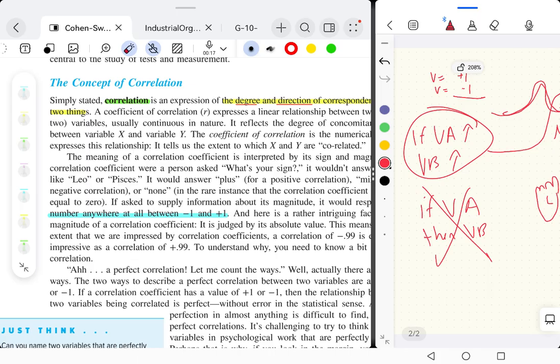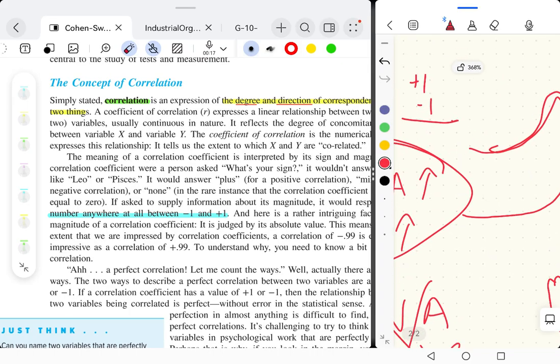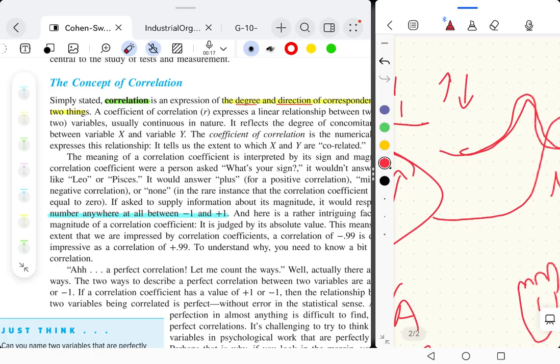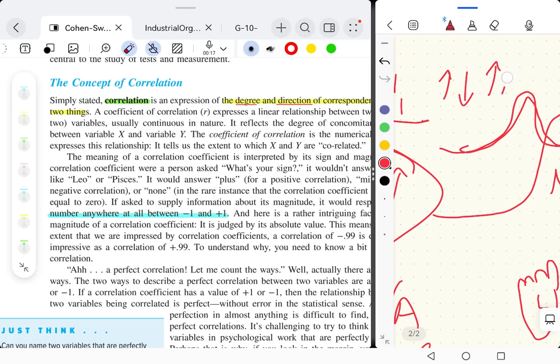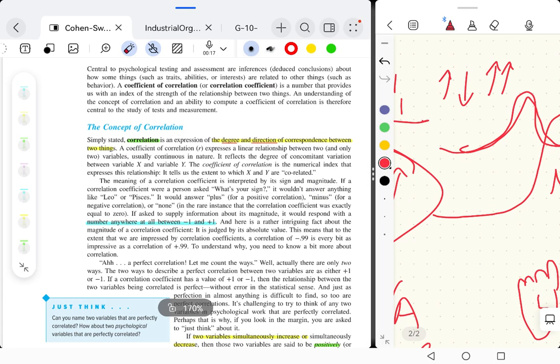Does that mean, Gian, does negative correlation mean na it's a bad thing? No, it's not. Negative correlation just means that variable A increases while variable B decreases. While positive correlation is when variable A increases and variable B increases. That's pretty much it.